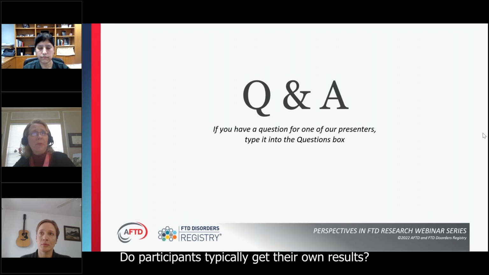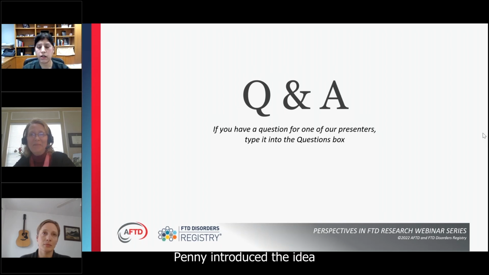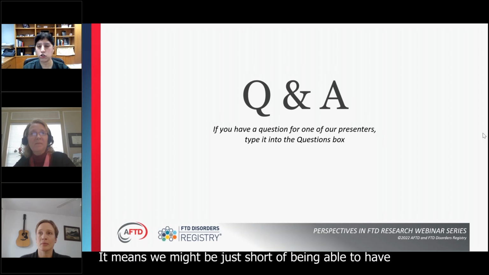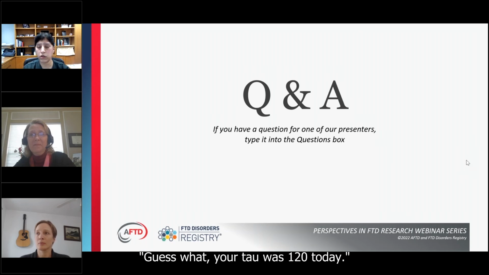Okay. And do participants typically get their own results? That's a million-dollar question to some extent. This is coming up quite a bit. So Penny introduced the idea that these are all novel biomarkers, that we're in a discovery space. We're learning about them. We're understanding the power that they may have for us moving forward. It means we might be just short of being able to have a lot of confidence in being able to say, guess what, your tau is 120 today.